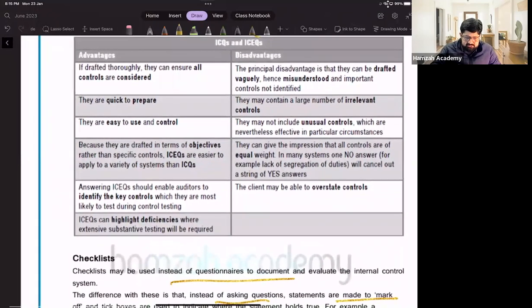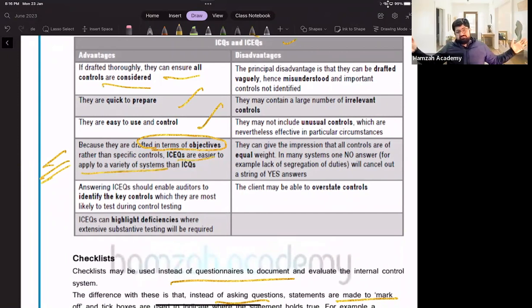Now, students, yes. All controls are considered if they are drafted thoroughly. They're quick to prepare, easy to use. Because they are drafted in terms of objectives, they're easier to apply to a wide variety of systems than ICQ.